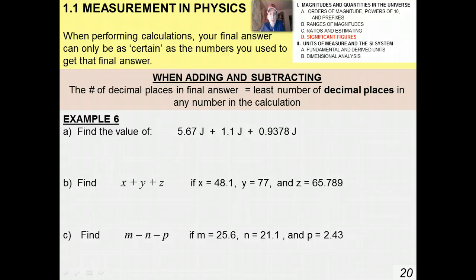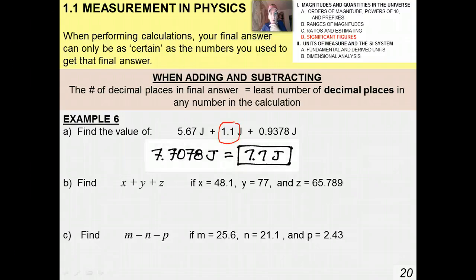However, when we want to determine how many digits or decimal places the answer has, all we do is look at the number of least decimal places in our values that we're adding. The other way to think about it is that the answer can't have a precision that exceeds the least amount of precision in any one of my values. So clearly in this case, the 1.1 is the least precise because it only has one decimal place. So when you add them all together, you get 7.7078. But that's actually incorrect. You should state it as 7.7 joules, because there's that one decimal place right there, which matches this value of 1.1 joules.